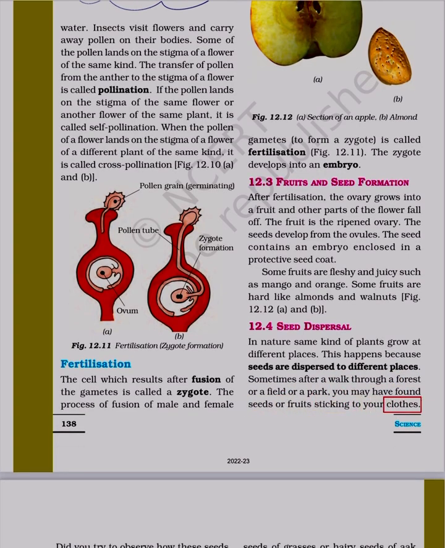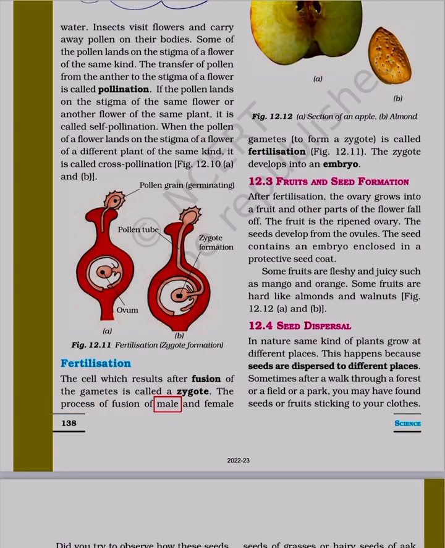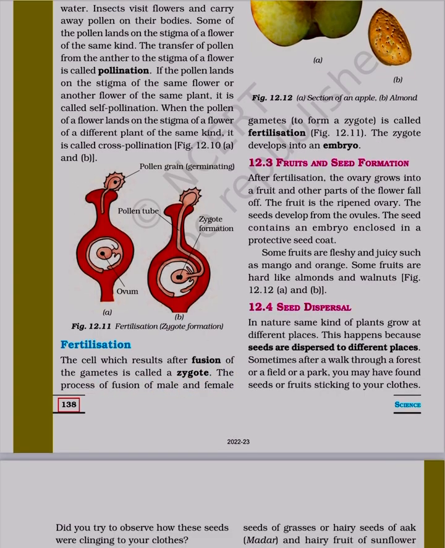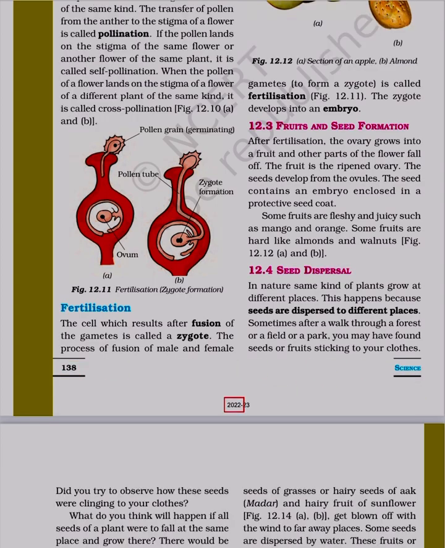sticking to your clothes. Pollen tube. Ovum. Zygote formation. Figure 12.11 Fertilization. The cell which results after fusion of the gametes is called a zygote, the process of fusion of male and female gametes. B. Science.